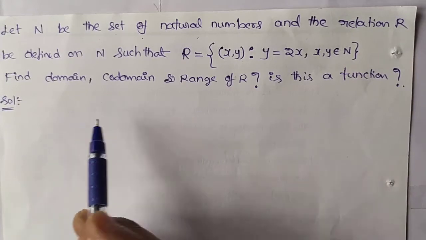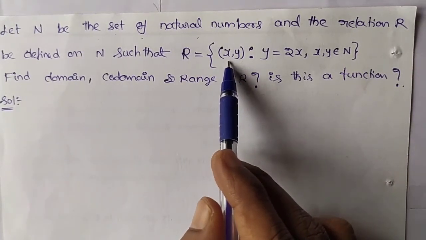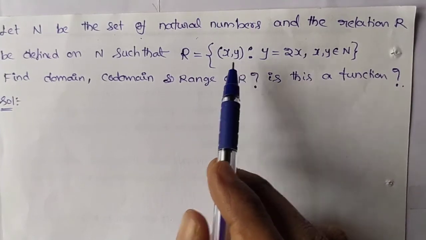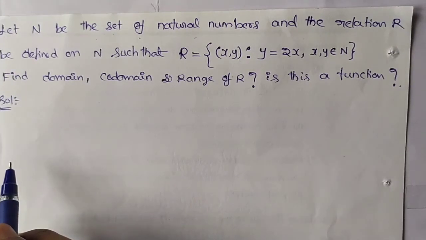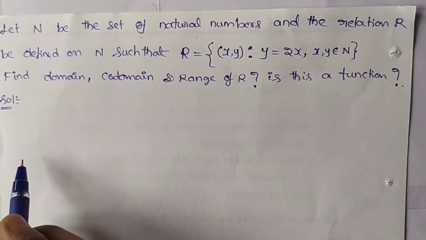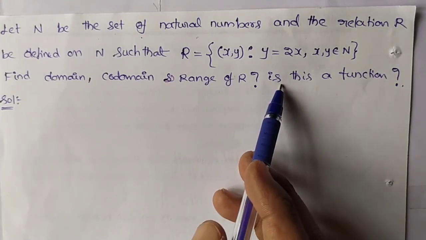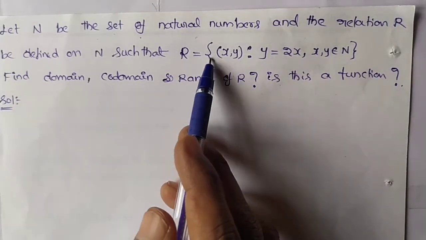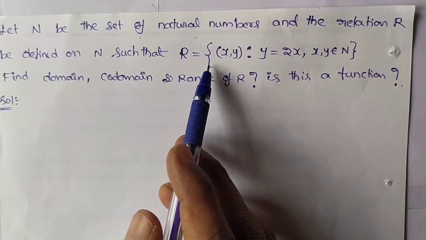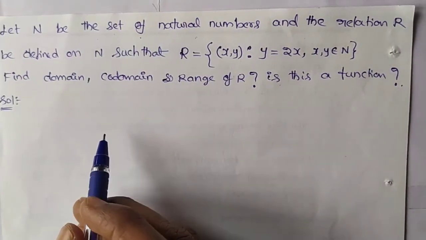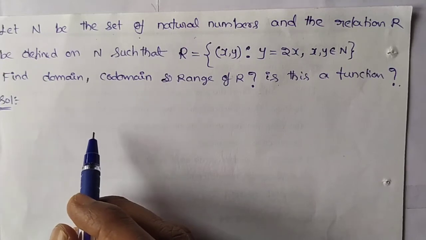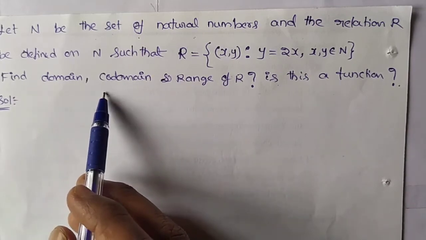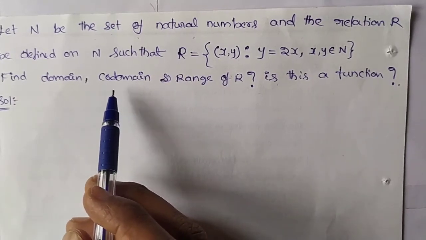Here the relation is given in set builder form. Now, how to find the domain, codomain and range of the relation R? First of all, we have to know whether this relation is a function or not. We have to verify whether the given relation is a function or not. After that, we will find the domain, codomain and range of that relation.